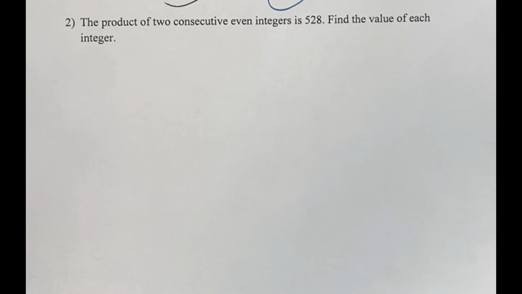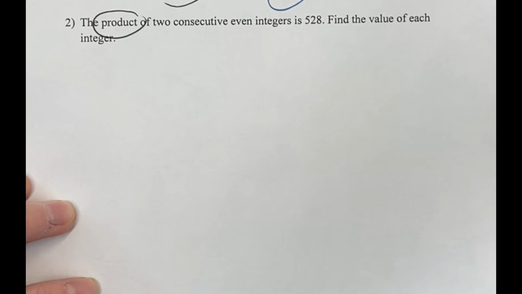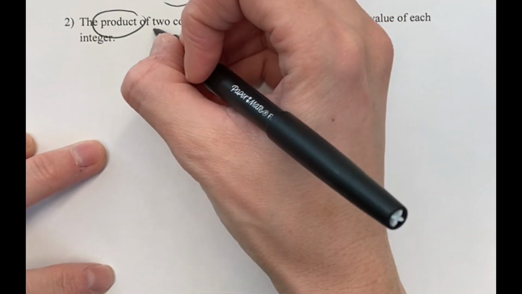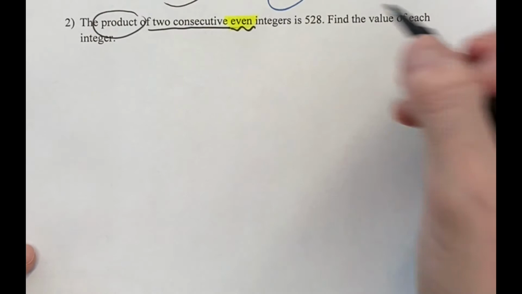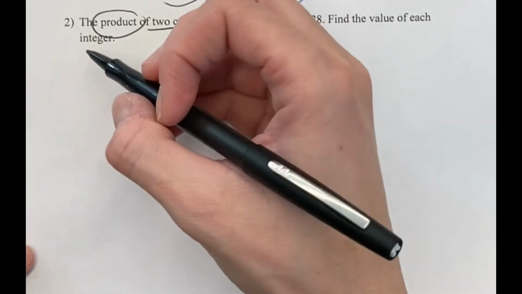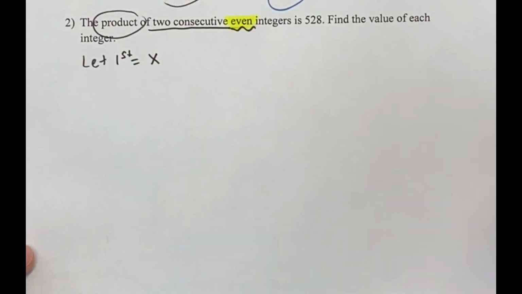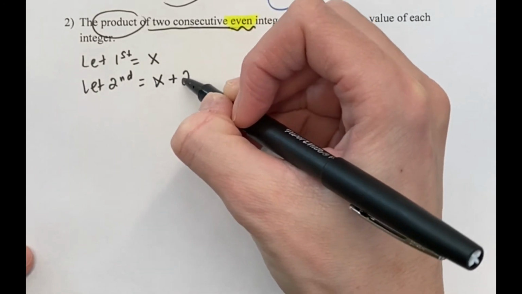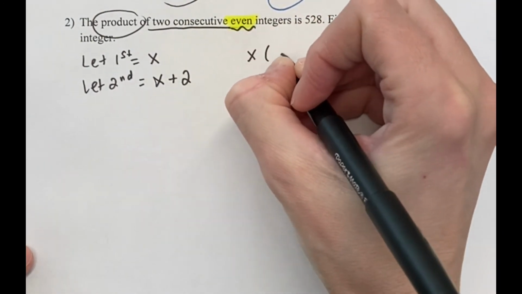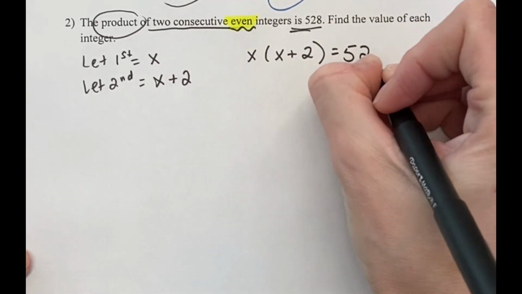The product of two consecutive even integers is 528. Well, here they're talking about products again, which means we are multiplying. But now it's two consecutive even integers. So we know that even integers are numbers such as 2, 4, 6, 8, and so on. So we're going to let the first equal x because we don't know what it is. But now, since we're talking about even integers, the second integer would be x plus 2 in this case. So we said products, we're going to multiply x times x plus 2 equals, it says it is 528.